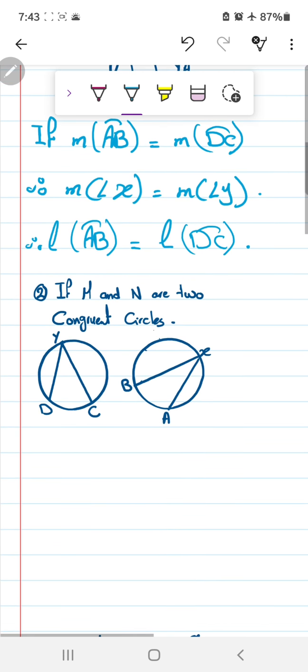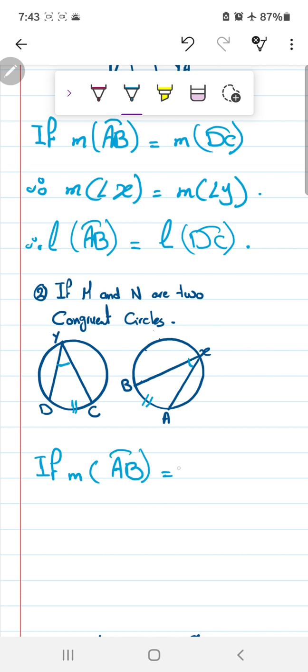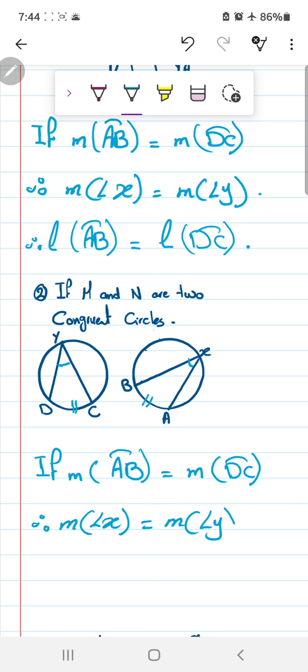Okay, if we have two circles and these two circles are congruent, and the measure of arc AB equals the measure of arc DC, we get the measure of angle X equals the measure of angle Y. So in two congruent circles, if the measure of arc AB equals the measure of arc DC, we get the measures of the two inscribed angles X and Y equal.